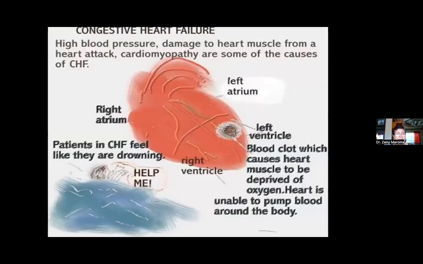Okay, so in here, marami tayong cause na sinabi. But in this slide, one of the causes is there's damage into the heart muscle. So there is a myocardial infarction, and the damaged cells will not be able to perform a good pump. Kaya there's congestion in the lungs where gas exchange happens. Kaya pakiramdam ng pasyente feel like they are drowning. Humihingi ng tulong kasi para silang nalulunod.